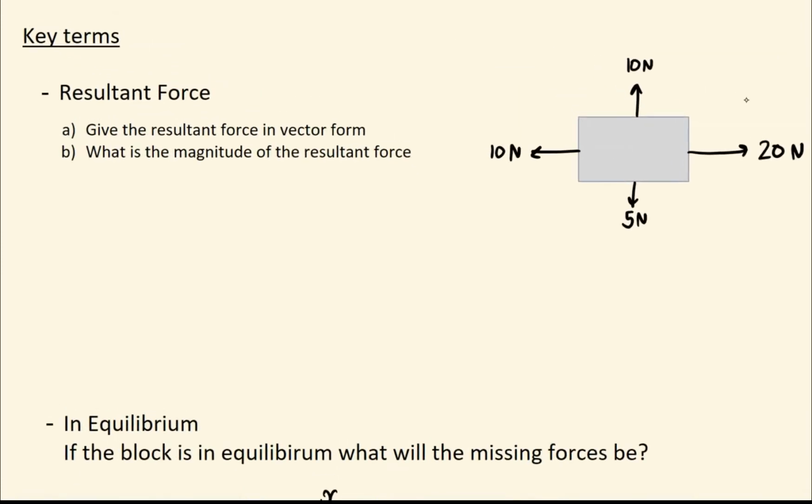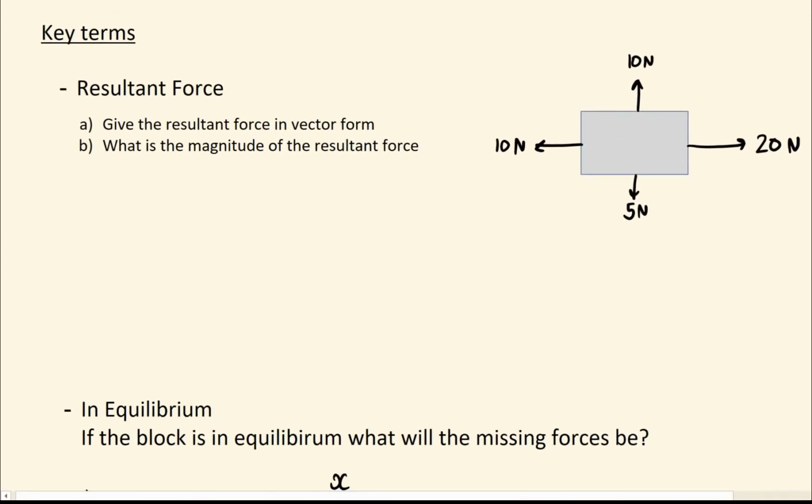Let's see that in motion. So key term, we have a resultant force. That's basically the net force acting on something. So for this setup here, I've got 20 here and 10 here. So I've got a net force of 10 newtons to the right, and by the same logic, I've got 5 newtons going up.